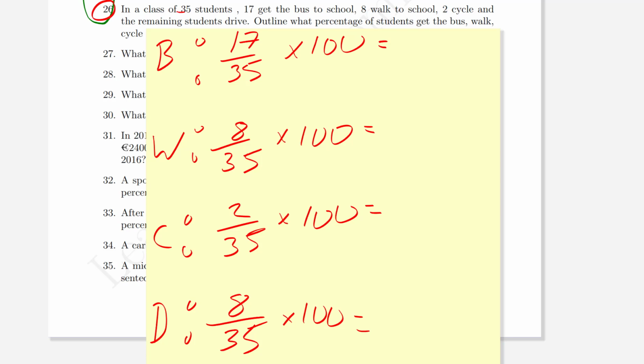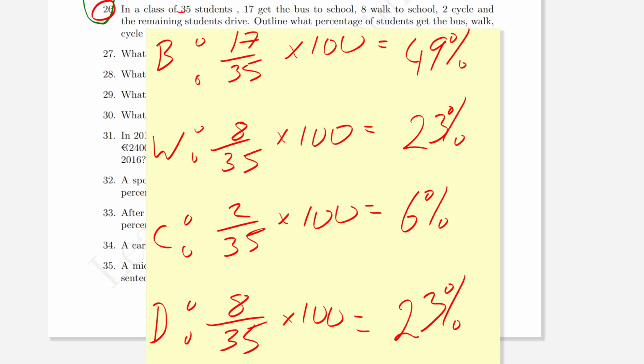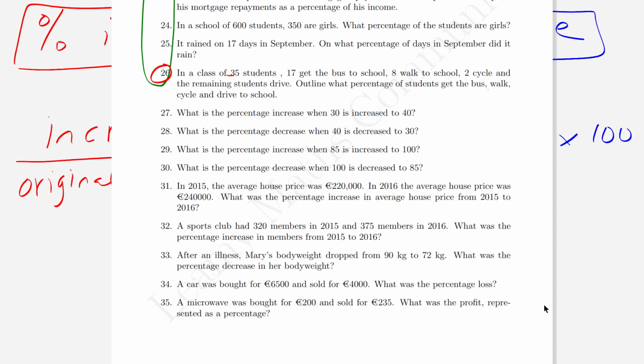And if I round the answers to the closest percentage, I'll get 49% of students get the bus, 23% of students walk, 6% of students cycle, and 23% of students drive. That's rounded to the nearest percent.